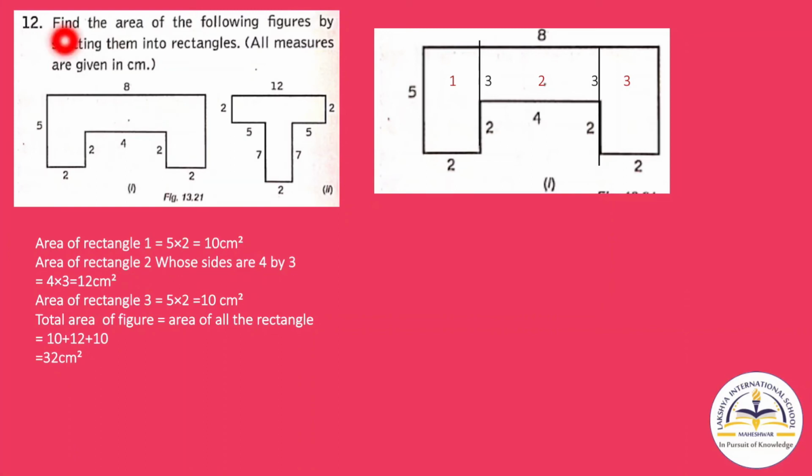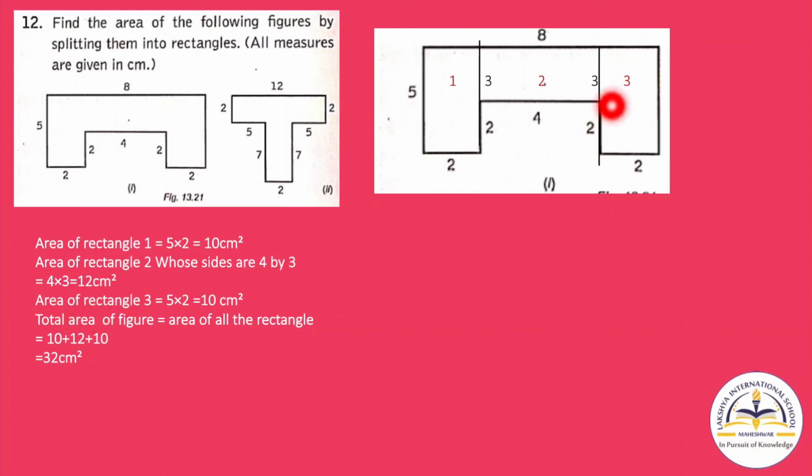Now question number 12, find the area of the following figures by splitting them into rectangles. Now for the first, area of rectangle 1 equals, this one will be equal to 5 multiplied 2, that will be 10 centimeter square. Now area of rectangle 2, this is the rectangle 2 whose sides are 4 and 3. So 4 multiplied 3, that will be equal to 12 centimeter square.